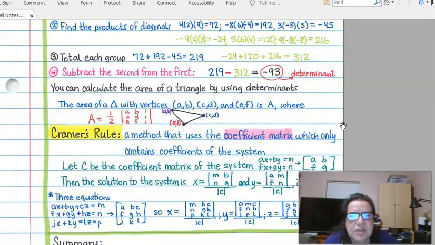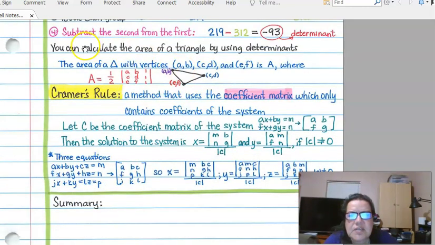So let me just give you one of the examples you're going to see: you can calculate the area of a triangle also by using determinants. So you take that triangle and you look at the vertices, and what you do with those is you set up a matrix like this. Now, if you'll notice, to find the area of that triangle, it's going to be 1/2 of, and notice how you're going to set this up as a determinant.